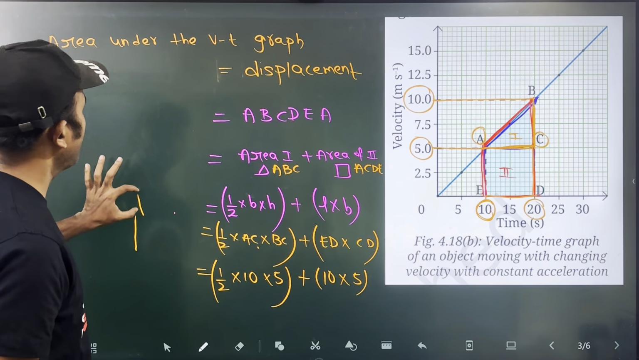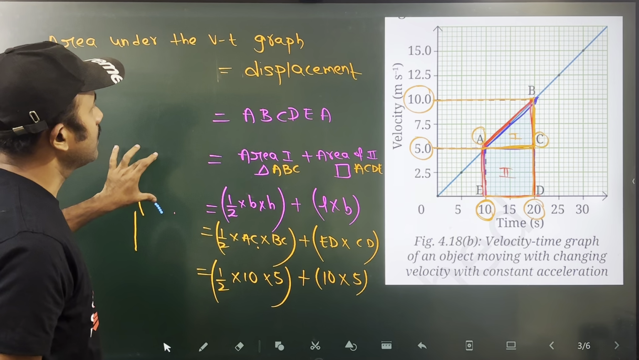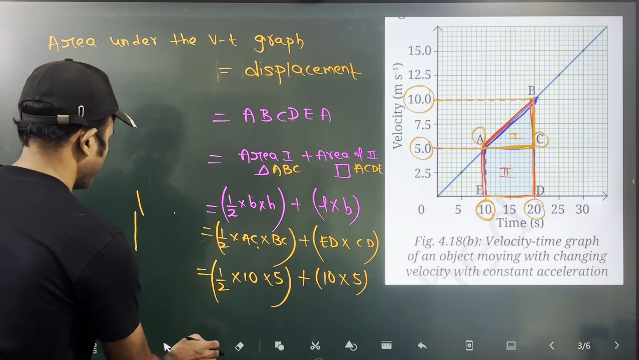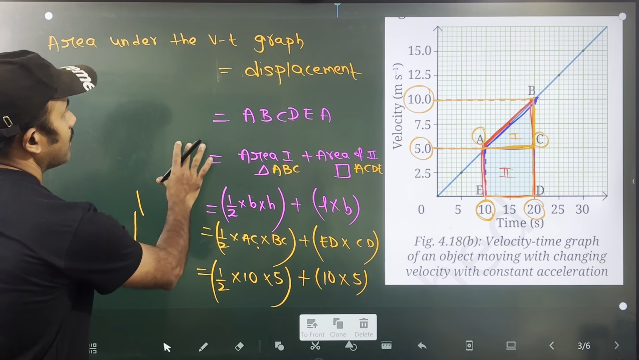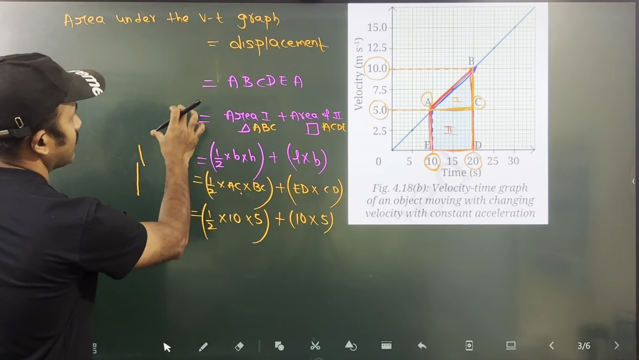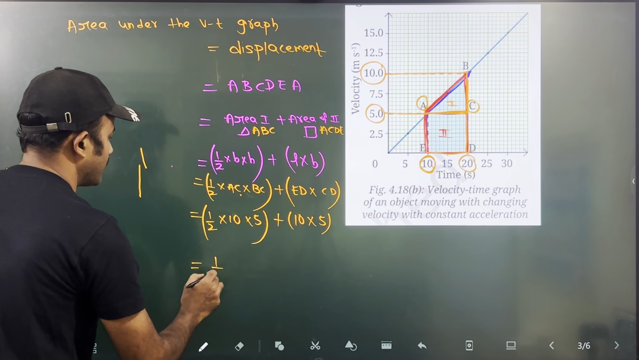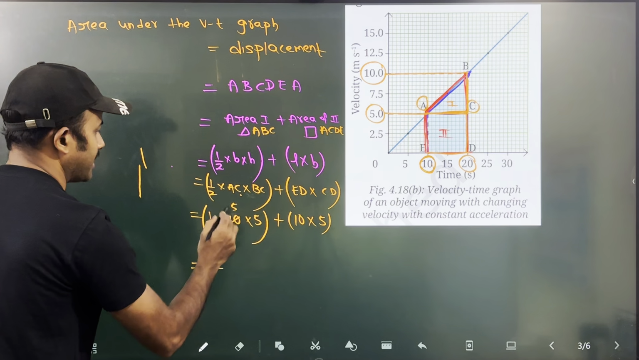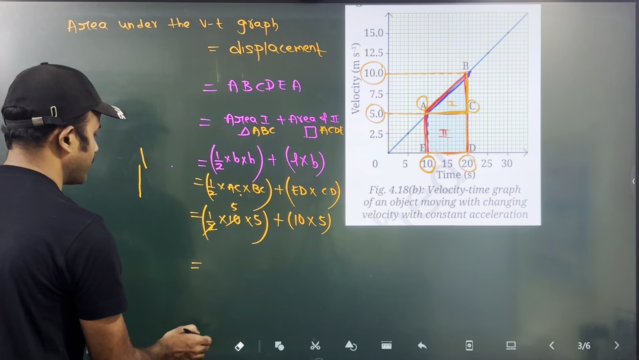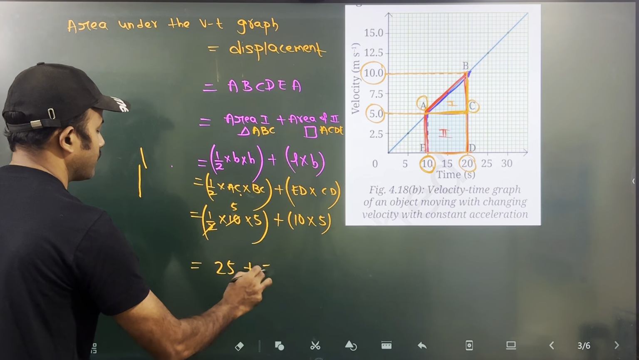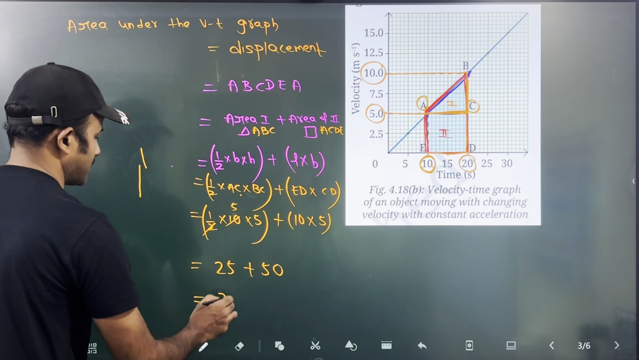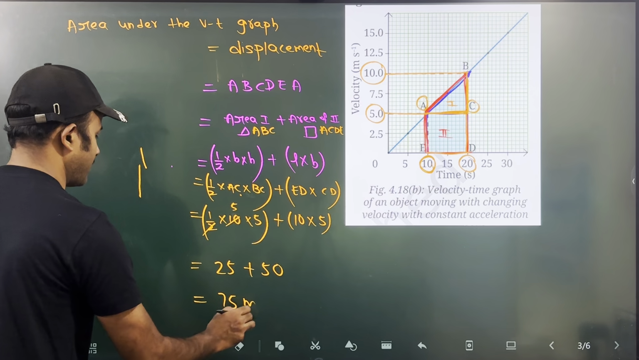Now just calculate this value. What is half into 10 into 5? What will you get here? 2 how many times? 5 times. So 5 into 5 is 25. 10 into 5 is 50. 25 plus 50 is 75 meter.